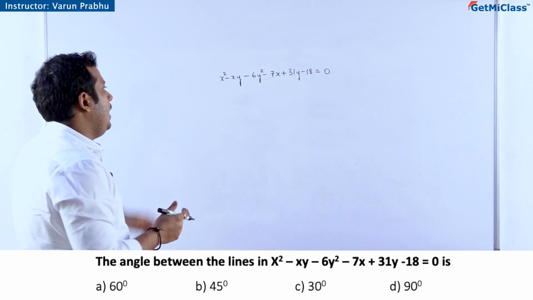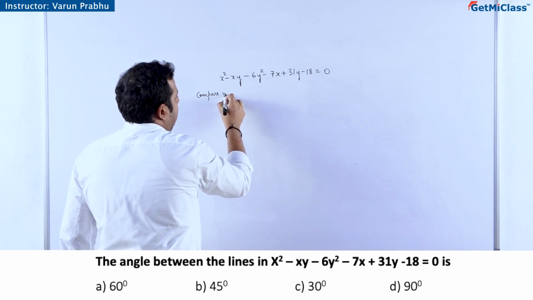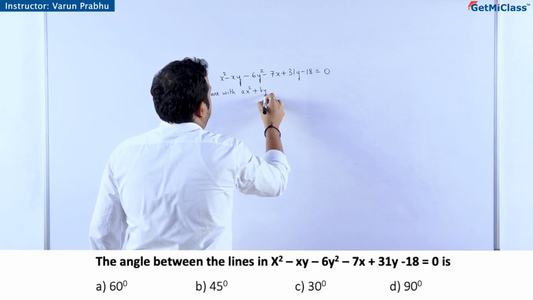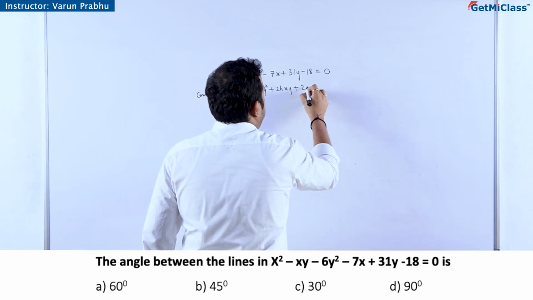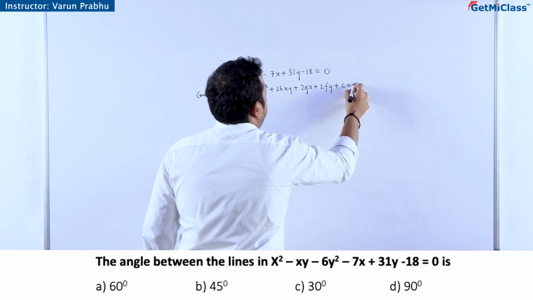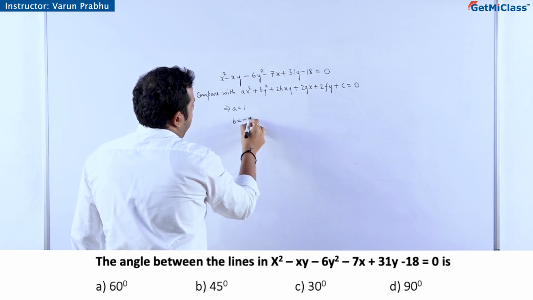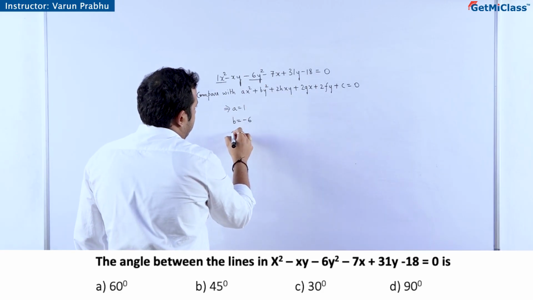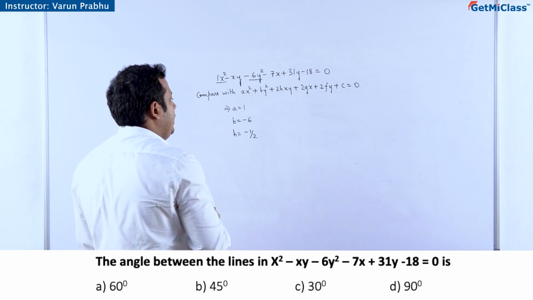The question is asking what is the angle between these lines. So I'll compare with ax² + by² + 2hxy + 2gx + 2fy + c = 0. What I want is only the a, b and h values. The a value is 1 here, the b value is minus 6, and the h value is minus half. Only these values I need.